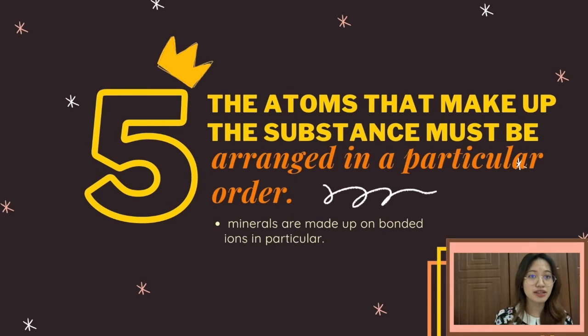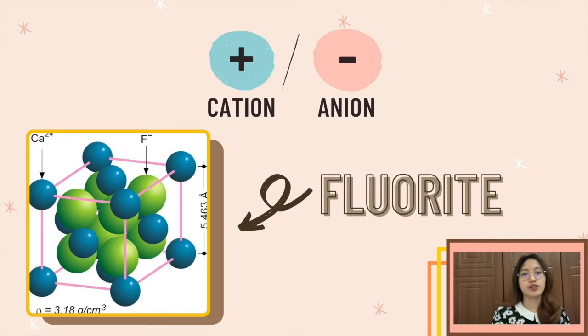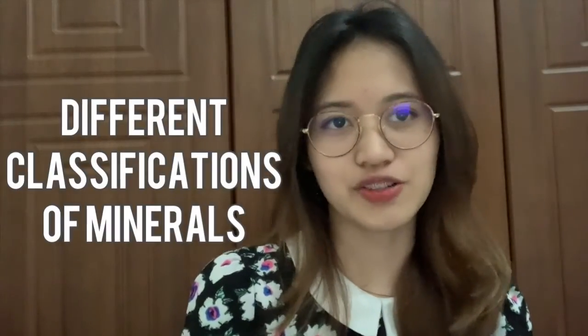Additionally, they are made up of bonded atoms in particular. Remember how I mentioned that they were made up of atoms? Well, ions are basically those atoms which are charged. Going back to the basics, there are positively charged ions or cations and negatively charged ions or anions. Like in our previous example, fluorite is made up of calcium, which is a cation, and fluorine, which is an anion. Now we know what a mineral is and its criteria, let's briefly discuss the different classifications.